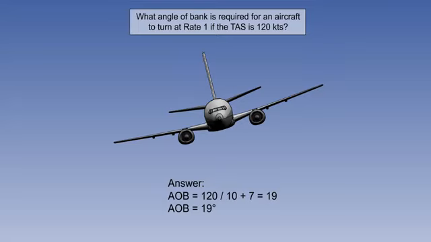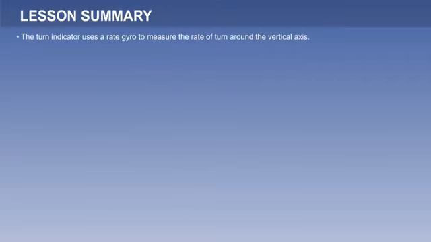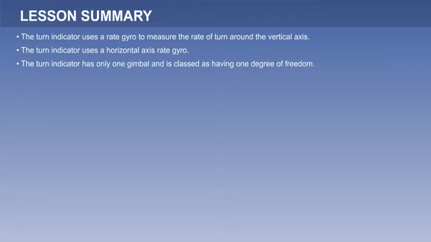This concludes the lesson on the turn and slip indicator. A brief summary of the main points of the lesson follows. The turn indicator uses a rate gyro to measure the rate of turn around the vertical axis. The turn indicator uses a horizontal axis rate gyro. The turn indicator has only one gimbal and is classed as having 1 degree of freedom.